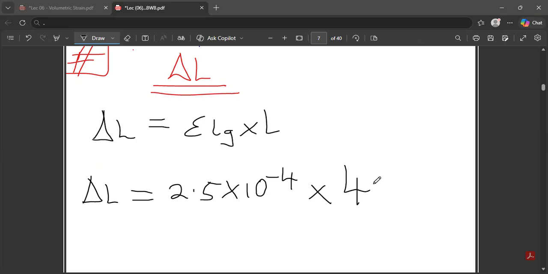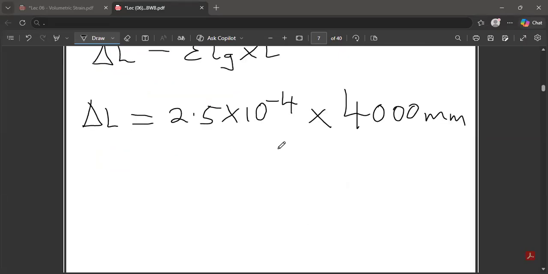After conversion, you realize that it's going to be 4,000 millimeters. If I add the units, after multiplying these two, let's all do this together. 2.5 times 10 exponent negative 4 times 4,000. What are you going to get? You realize that we are going to get, everybody quickly partake in the calculation.